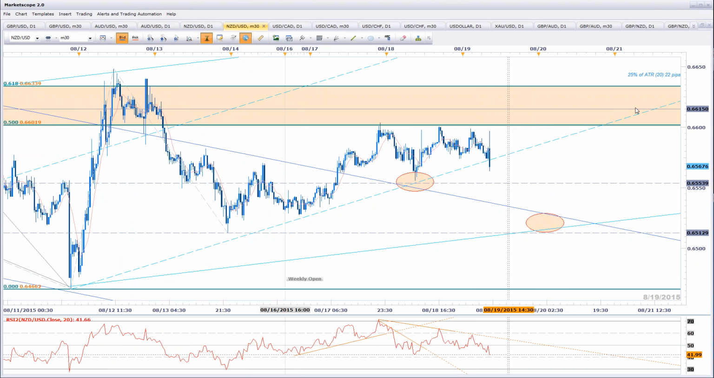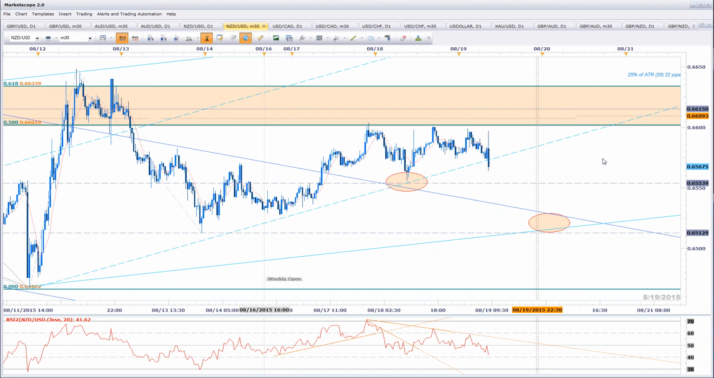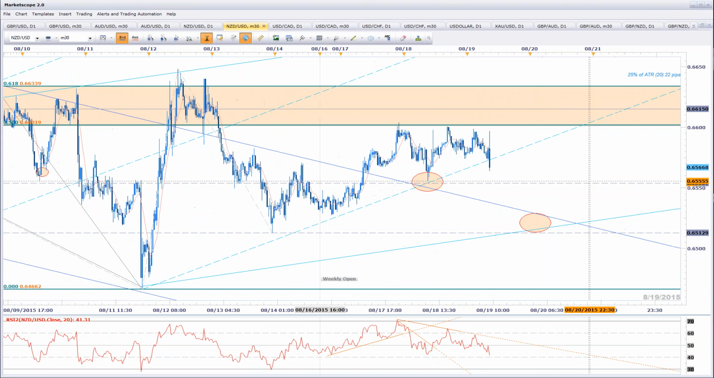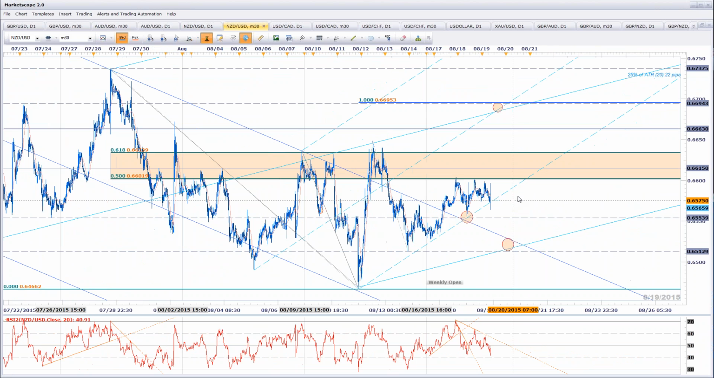We need to get through this 66.30, 66 region. If we do, the topside targets are plentiful. The first target being basically 66.63 right up here. That represents the July reversal day close.